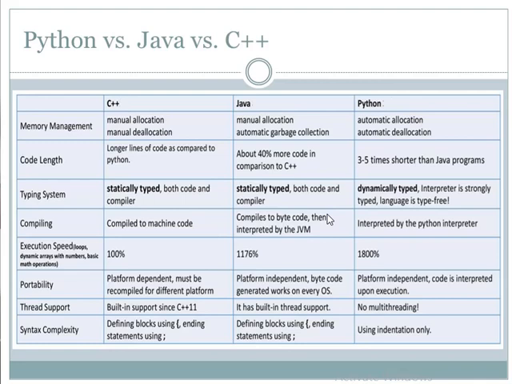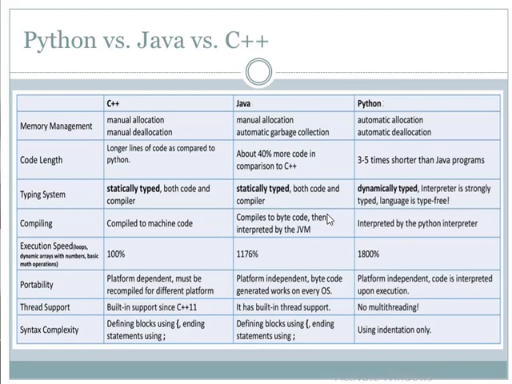The execution speed of C++ is 100%. In Java, it is 1176% and Python is 1800%. The portability of C++ is platform dependent and it must be recompiled for different platforms. Java is platform independent. The bytecode generated works on every operating system. Python is also platform independent. Code is interpreted during execution.